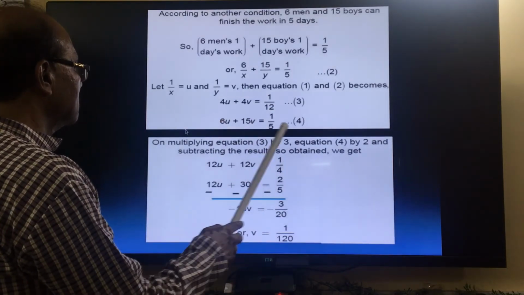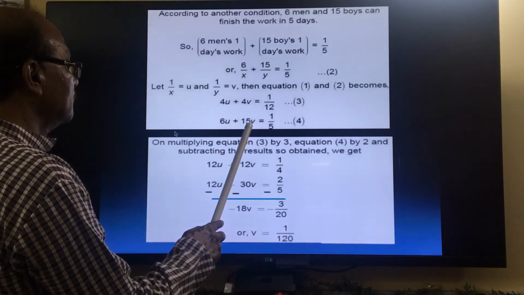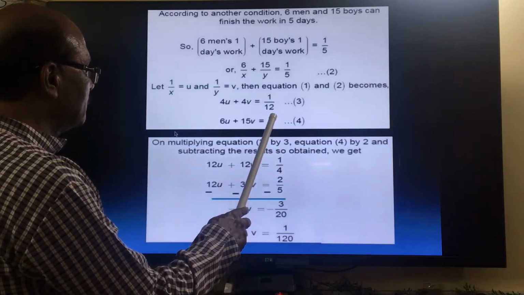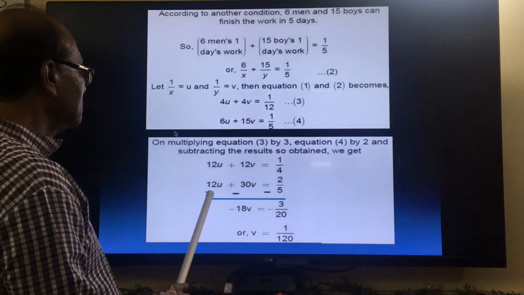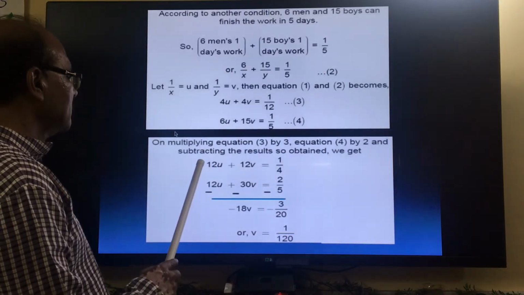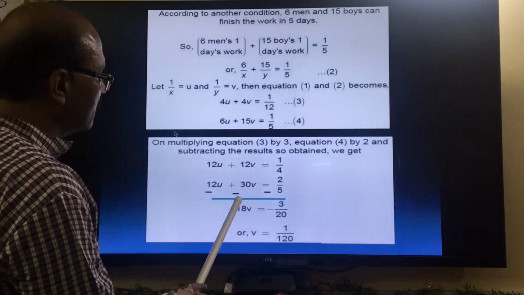Here the second equation, that is equation number 4, multiplied by 2. So 2 6s are 12u plus 2 into 15 is 30v, equal to 1 upon 5 multiplied by 2. So it will be 2 upon 5. Now the coefficients of u are the same and both are of the same sign, so we will subtract, and to subtract we will change the sign.